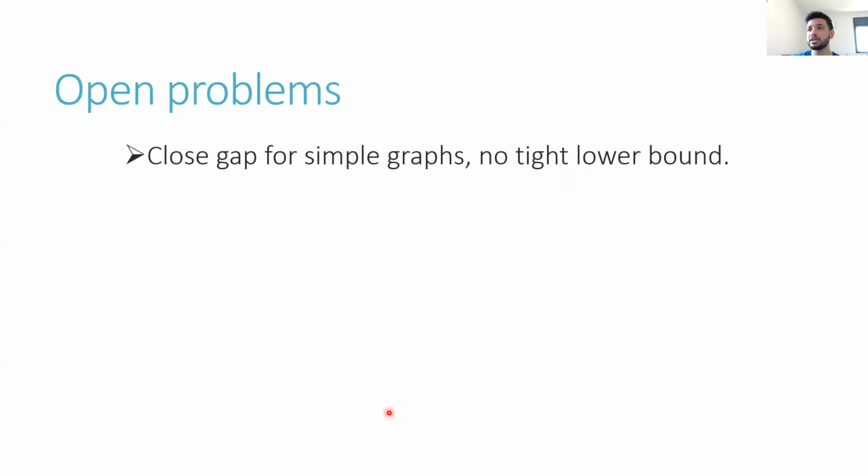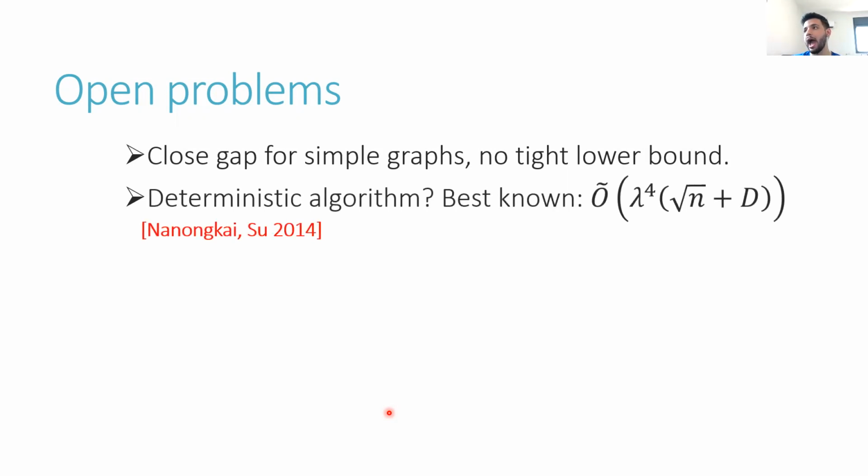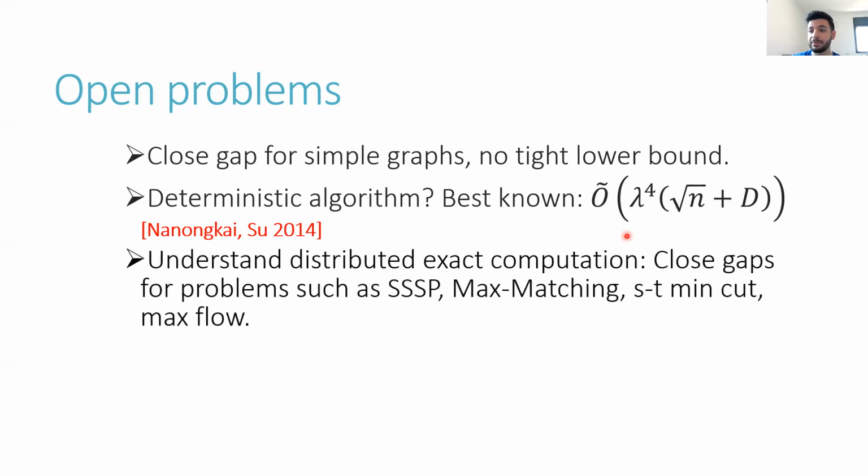As open problems, we leave, for example, closing the gap for simple graphs, because there is no tight lower bound for this case. The aforementioned lower bound that I mentioned only works for weighted graphs. What about deterministic algorithms? Well, in our algorithm, both the reduction from min cut to min2 respecting cut and the process of finding the interesting paths are randomized. The best known deterministic algorithm has the following complexity, where lambda here is the edge connectivity of the graph. So of course, in the worst case, this complexity can be very bad.